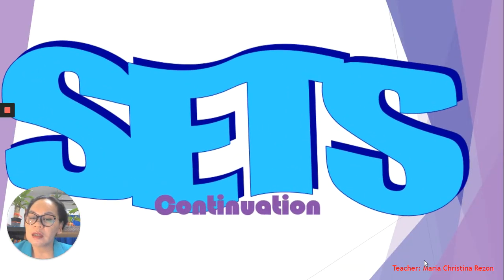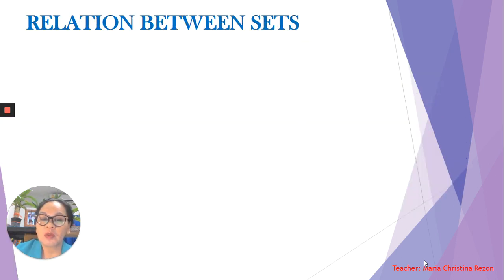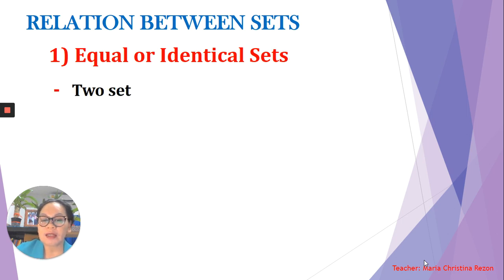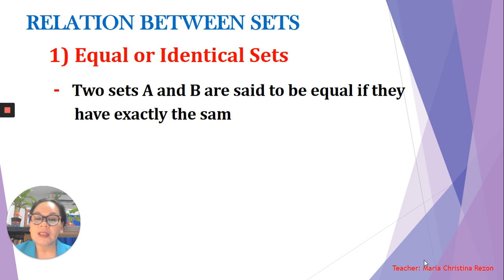Good day once again. This is Basic Mathematics 1, and this is the continuation of our lesson on sets from last week. Now let's proceed. We have here relation between sets. The first one is equal or equivalent sets. Two sets A and B are said to be equal if they have exactly the same elements.